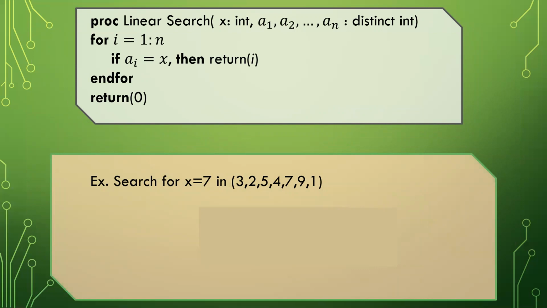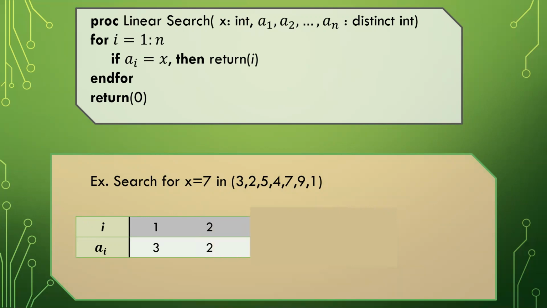So let's see what happens when we do the linear search. We're looking for x equals 7, and we're looking for it in the list 3, 2, 5, 4, 7, 9, 1. I'm going to trace it similar to last time. When the loop increment starts, i is set equal to 1. The first element I look at is 3. That's not it. Keep going.